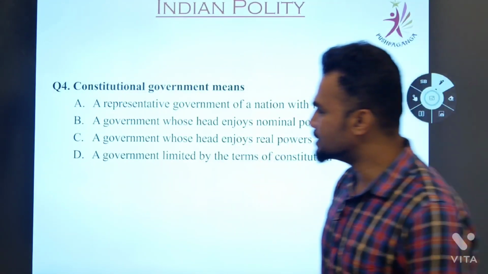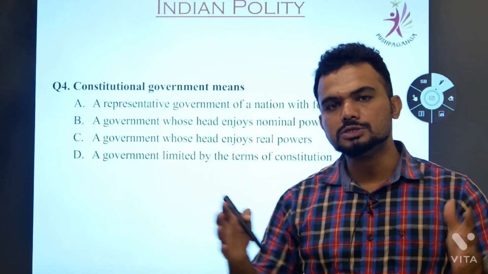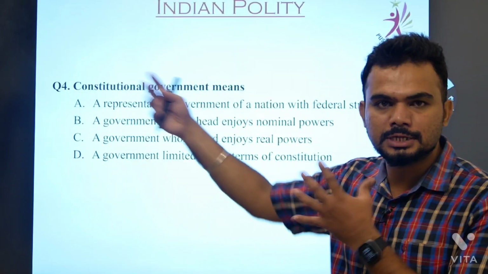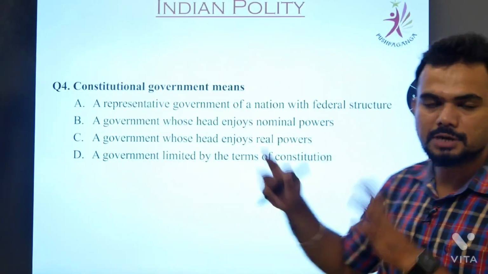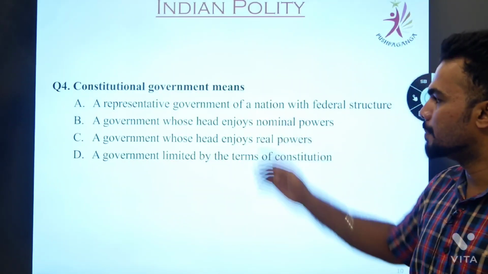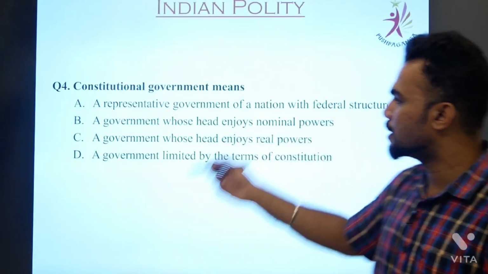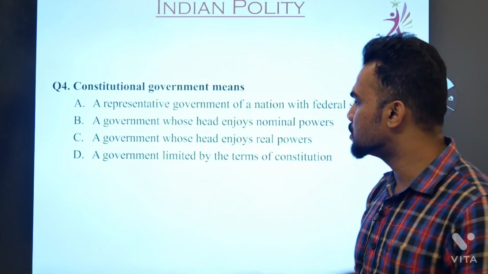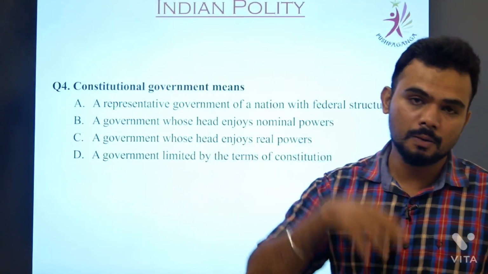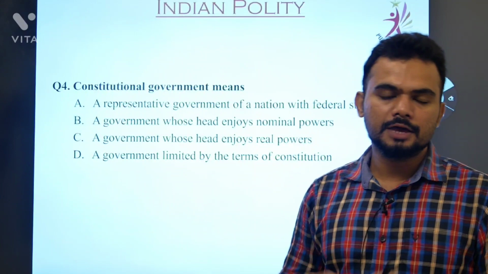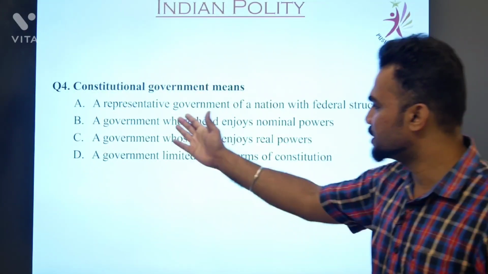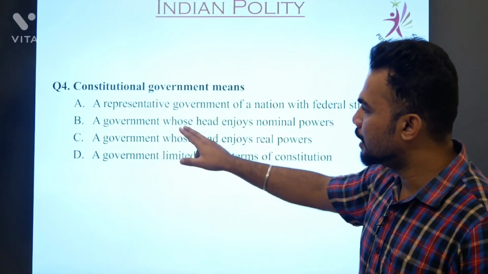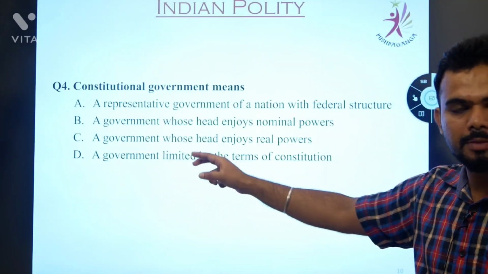Okay. So in this, the constitution is the one which frames the rules and regulations according to which the government has to be framed. So we can't say it's a representative government. A constitutional government is a representative government of a nation with federal structure. The government whose head enjoys nominal powers, like ours, is where the president enjoys the nominal powers, and the government whose head enjoys the real powers is where the prime minister enjoys the real powers. This is a representation of the prime minister form of government, or the parliamentary form of government.